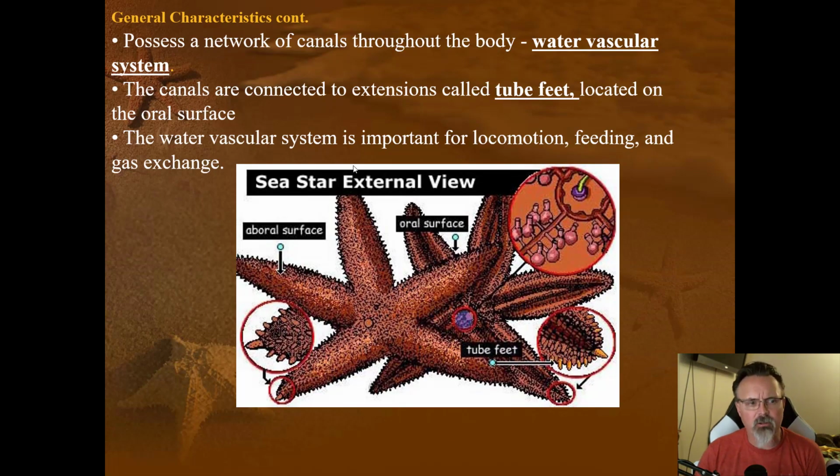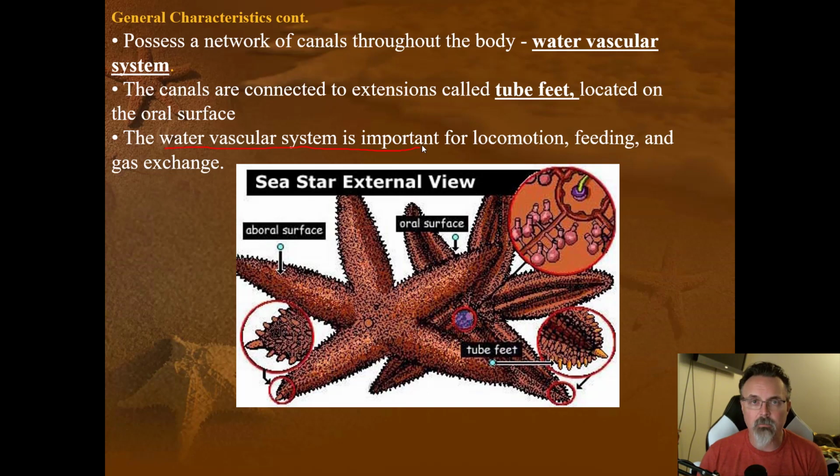So let's kind of switch gears a little bit here, and we'll go inside. Now inside an echinoderm, it's very interesting. They have something called the water vascular system, and that's something that is very unique to this group. Basically, there's a bunch of tubes and canals in there, and they're all connected, and they use water pressure to move things around. The water vascular system is super important. They use it for locomotion, they use it for feeding, they use it for gas exchange, and it's really kind of an ingenious system.